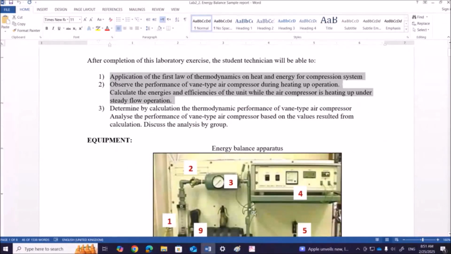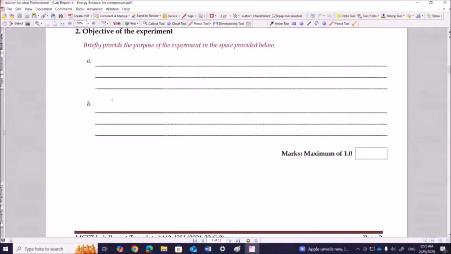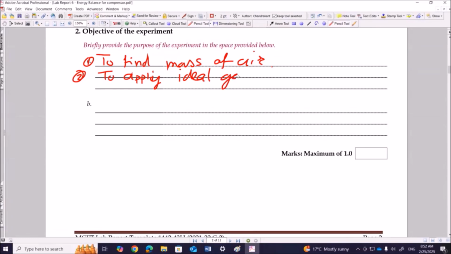So, the objectives of the experiment. I will now explain how to write the objectives. The first objective is the law of conservation of mass, meaning how much air is coming inside this. We need to find the mass of the air. Then the next objective is how we can find the mass of air: apply the characteristic gas equation. We are going to use air as a gas, so it is a characteristic gas equation, and we know the R value. So it is better to call it a characteristic gas equation.